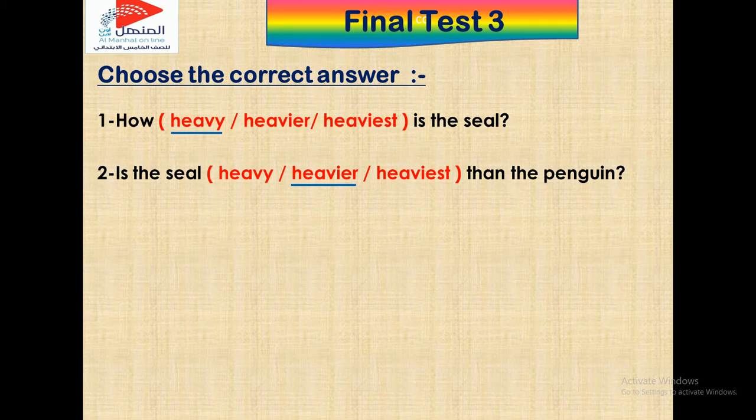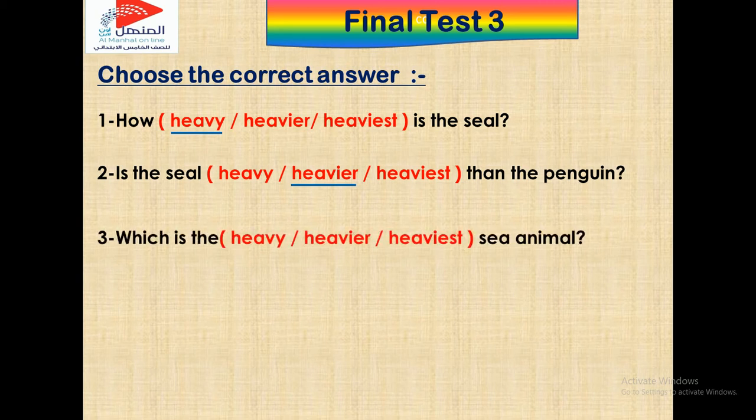All right. So let's move to number 3. Which is the heavy, heavier, heaviest? Here we're not comparing between two animals or two things. Here we're doing superlative. All right, superlative. Superlative means you're comparing one thing or one animal or one person to all the others of the same type or the same kind. So here we add est to the adjective, but in case the adjective has y at the end, we change the y into i and then we add est.